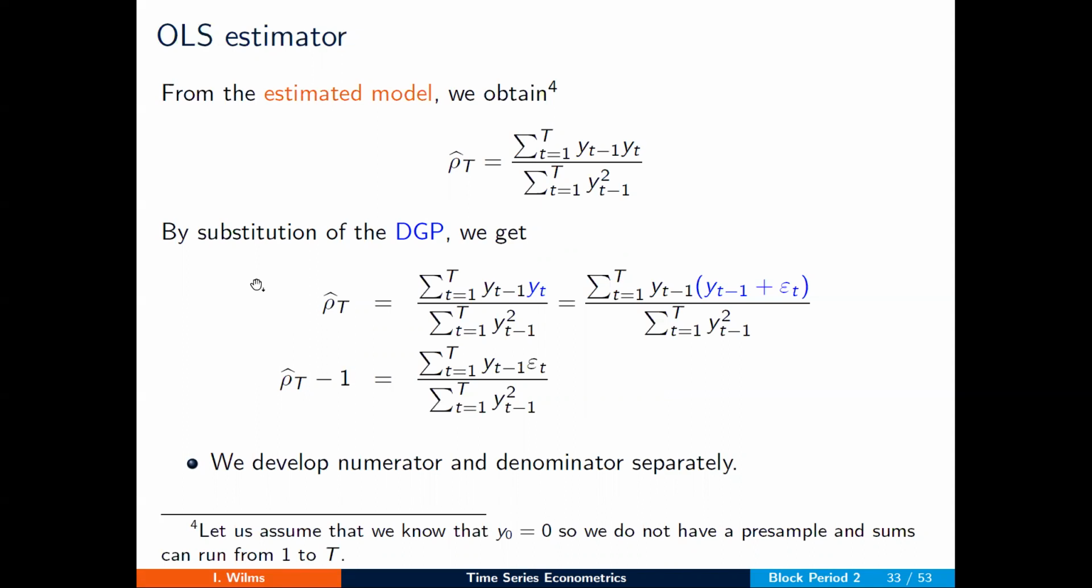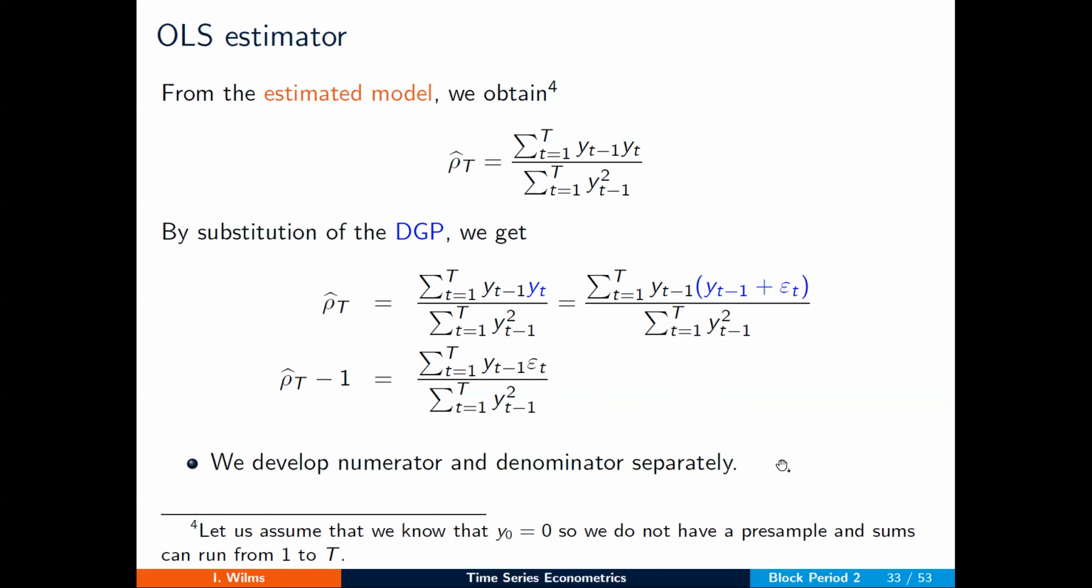What is our key next step? Well, we plug in the expression for the DGP indicated in blue, where yt is nothing more than yt minus 1 plus our IID error. And we can then simply expand this product over here, where we see that the first term cancels out with the denominator, such that we can immediately bring the value 1 to the left-hand side. And for the second term in parentheses, we are left with the cross product of yt minus 1 and our error term epsilon t.